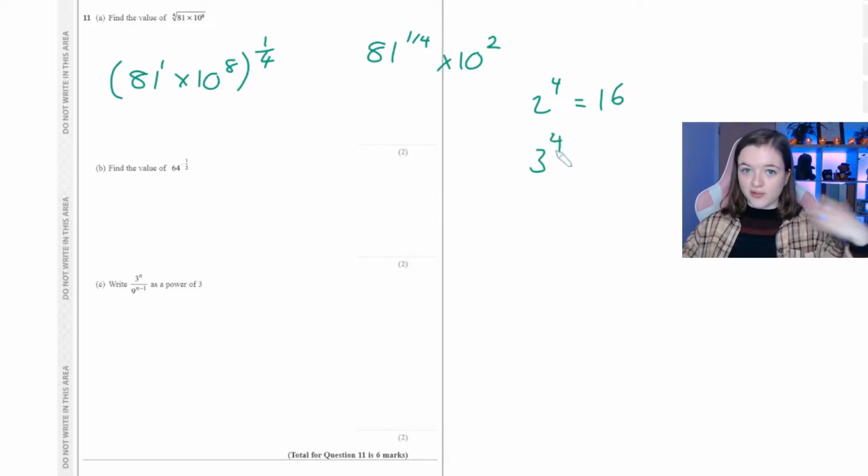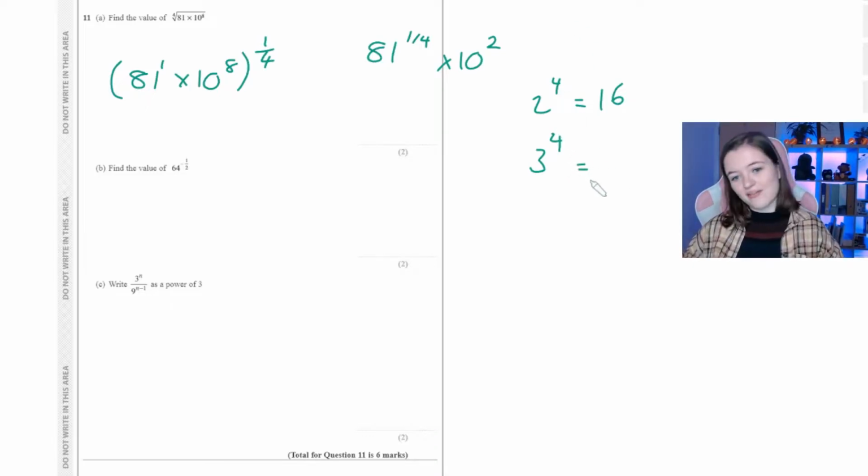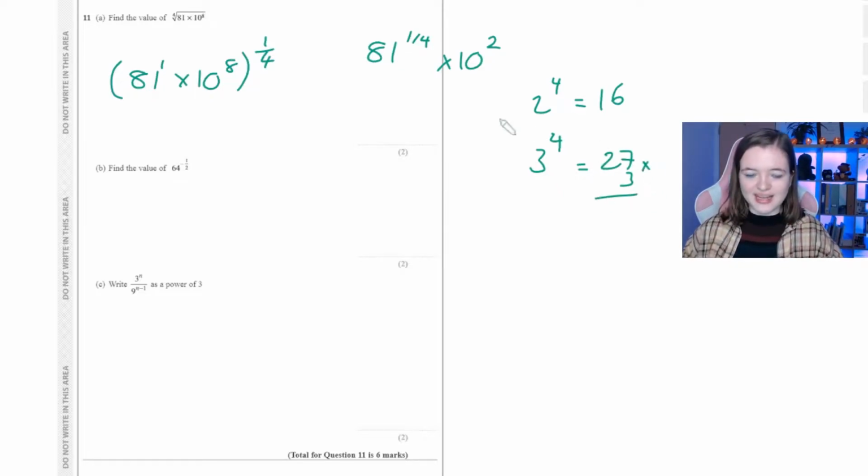That'd be if I didn't know it was 3, that'd be my next logical step. Then I'm going to do 3 times 3, 9 times 3, 27, then 27 times 3, if you don't believe me, double check, is 81. I know that that is going to be 3. And then times 10 to the 2, that's just 10 squared, so that's times 100. So that is going to give me 300.